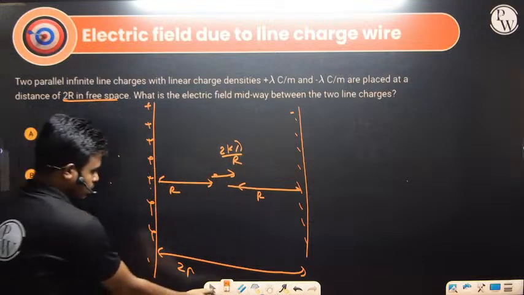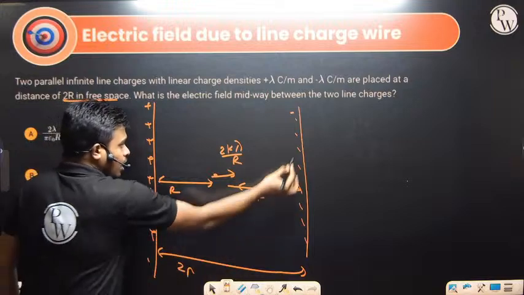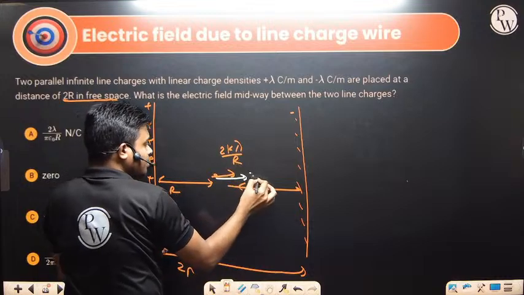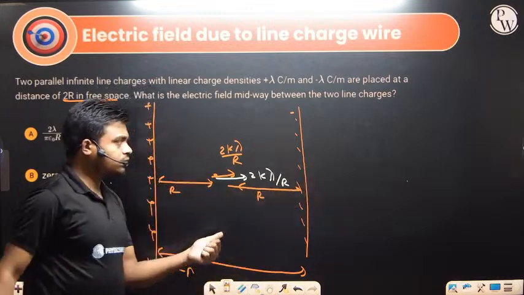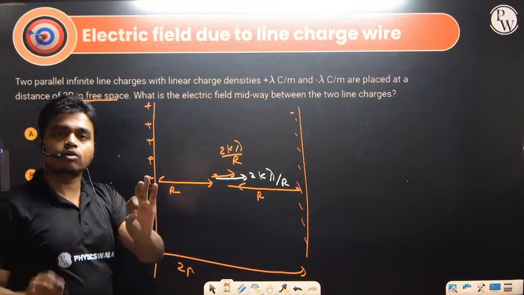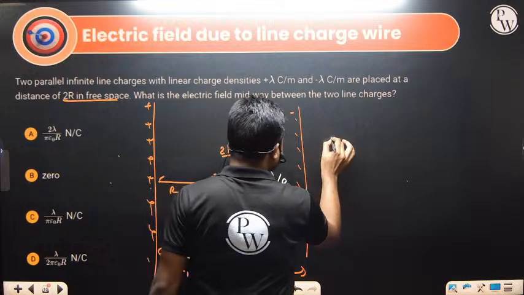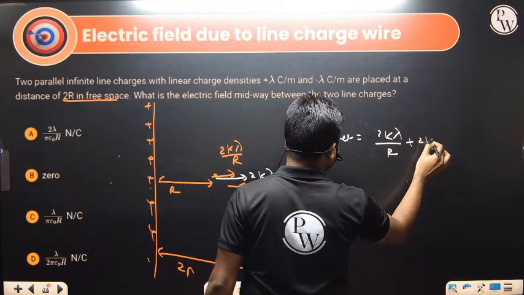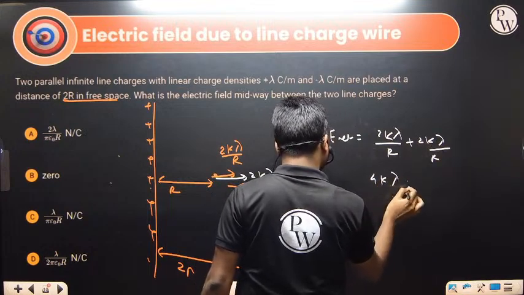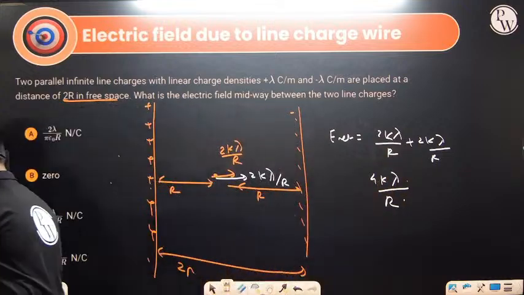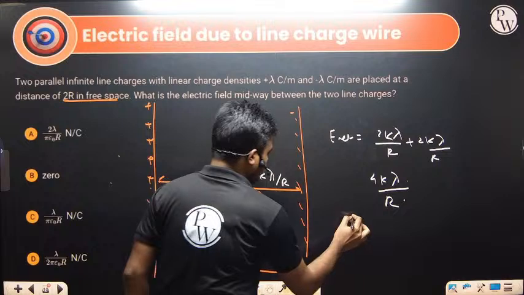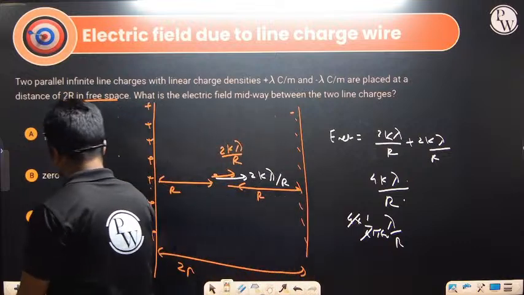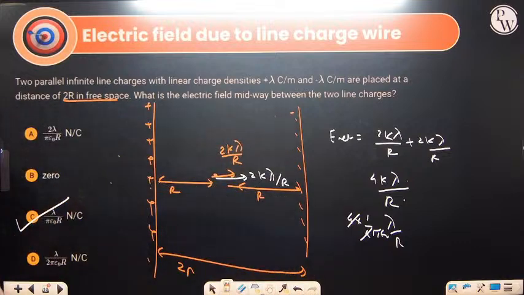Next, because of this charge also, we want to calculate the electric field, and that is in the same direction, 2k lambda by r, because this is a negative charge. Add the magnitudes because you have already considered the direction. So what is the net electric field? The net electric field is 2k lambda by r plus 2k lambda by r, which is 4k lambda divided by r. Putting k equals 1 by 4 pi epsilon naught, we get 4 into 1 by 4 pi epsilon naught into lambda divided by r. The 4 cancels, and lambda divided by pi epsilon naught r is the correct option here.